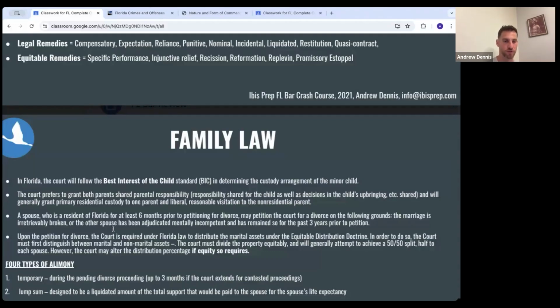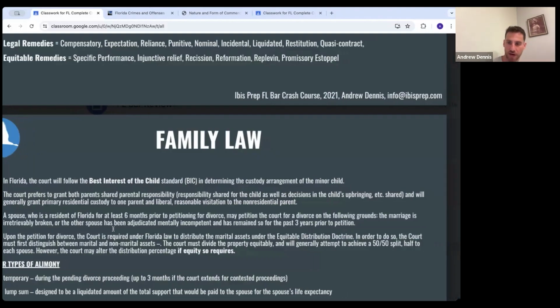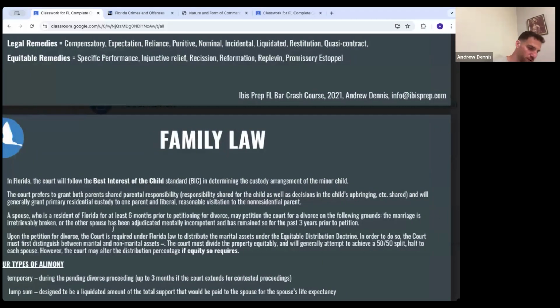A spouse who is a resident of Florida for at least 6 months prior to petitioning for divorce may petition the court for divorce on the following grounds: the marriage is irretrievably broken, or the spouse has been adjudicated mentally incompetent and has remained so for the past 3 years prior to the petition.